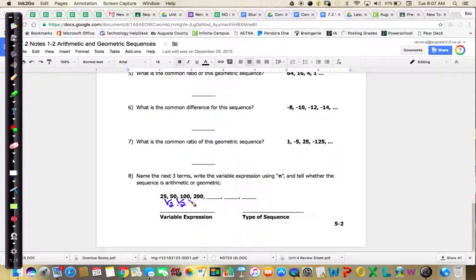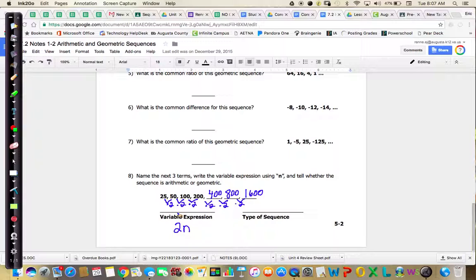100 times 2 is 200. So now I'm going to continue that pattern times 2, and that gives me 400. And then times 2, that gives me 800. And then times 2, that gives me 1,600. So now the variable expression is what we're doing to the variable. So what's the pattern? Times 2. So the variable expression would be 2n.